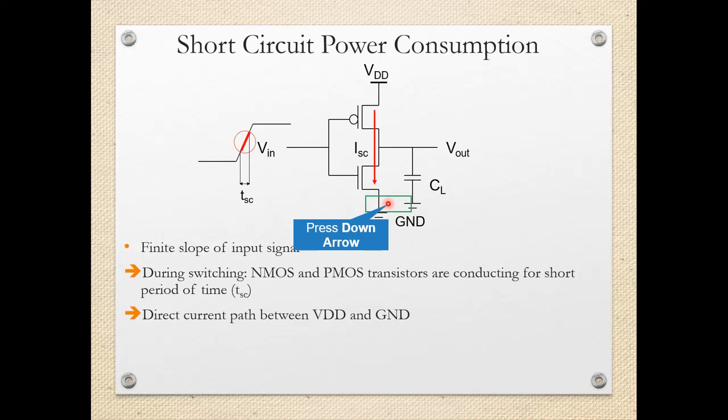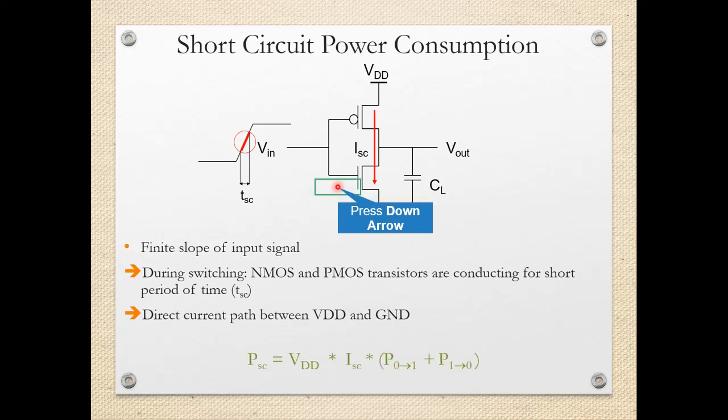So this current is called the short circuit current, and because of this current there will be a power dissipation, and that is given by the formula PSC is equal to VDD multiplied by short circuit current multiplied by the probability of 0 to 1 transition plus probability of 1 to 0 transition.